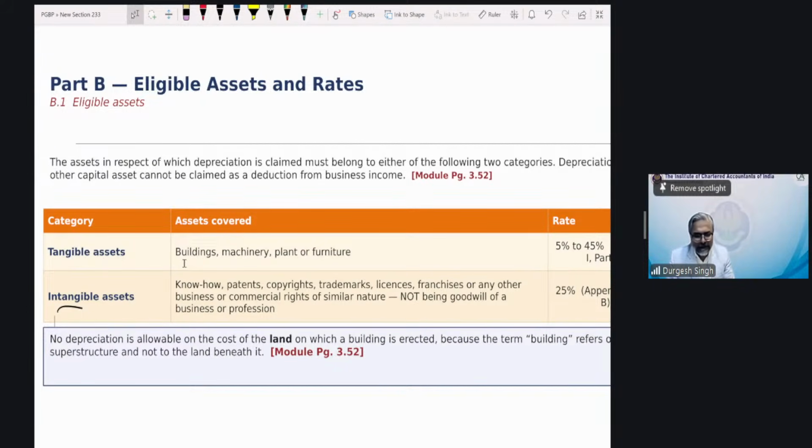Goodwill is not an eligible asset. I hope that all of you are clear with this one. So therefore, this is not about the self-generated goodwill, because for self-generated goodwill, the cost is in any case nil. This is about the purchase goodwill.